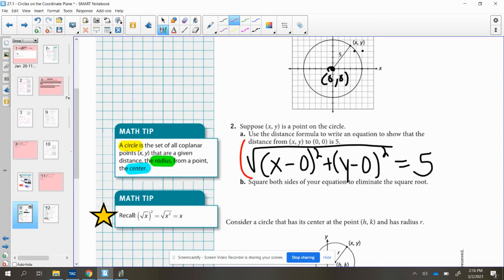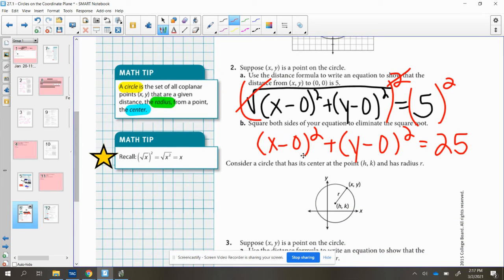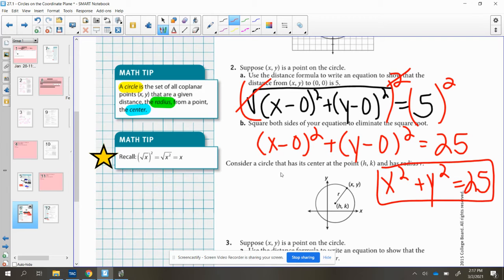Well, if we squared both sides of our equation, right, which is legal because if we do it to the left, we have to do it to the right, the square root and the square are going to cancel out, and we're just left with x minus 0 quantity squared plus y minus 0 quantity squared equals 5 squared, which is 25, okay? Now, simplify this a little bit more. X minus 0 is just x. Y minus 0 is just y. So we can call those x squared plus y squared equals 25. This is the equation of the circle up above, okay?